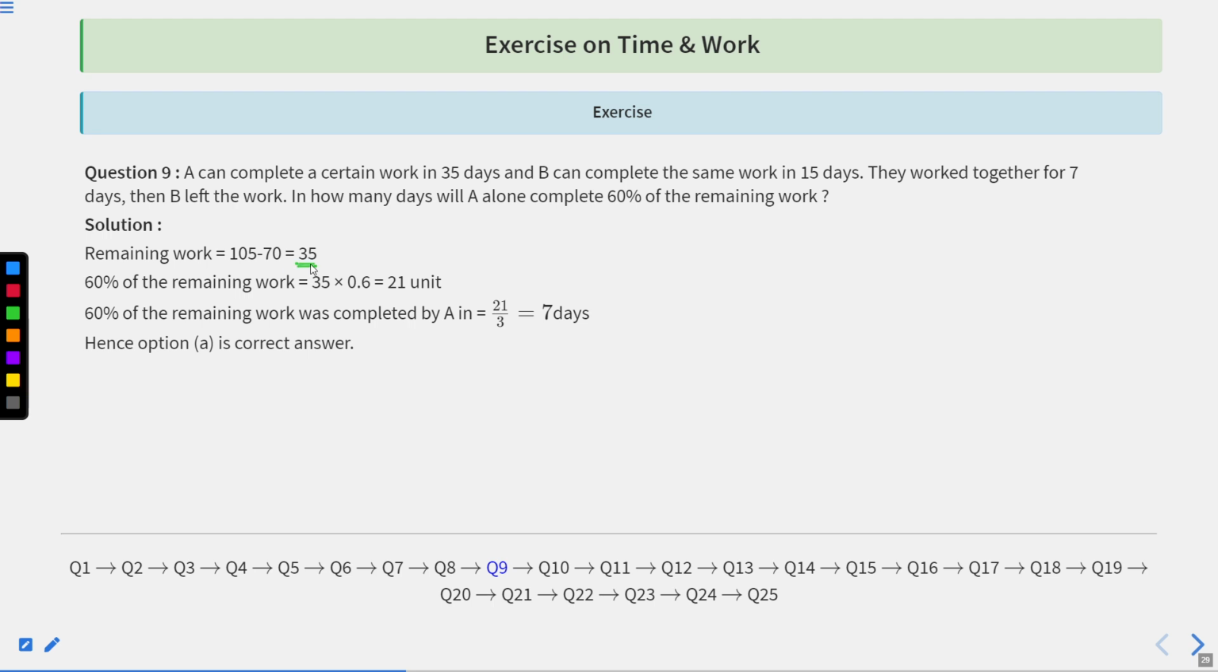And now we want to find how much time A alone takes to complete 60% of the remaining work. The remaining work is 35 units. So what is 60% of 35 units? That is 35 times 0.6, that is 21. So the 60% of the remaining work was completed by A in 21 upon 3, that is 7 days. So the correct option here is option A.